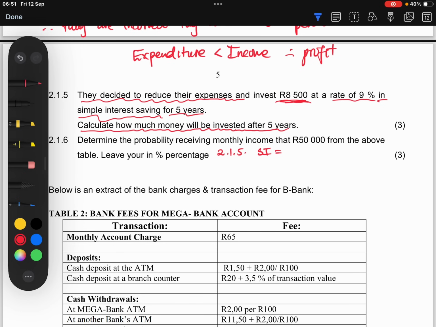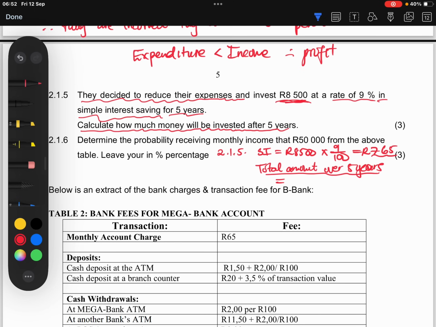So we're going to calculate the interest for 1 year first. It's going to be 8,500 times 9%. The answer that we get is going to be 765 rand. That's the interest for 1 year. Now we want the total amount over 5 years.